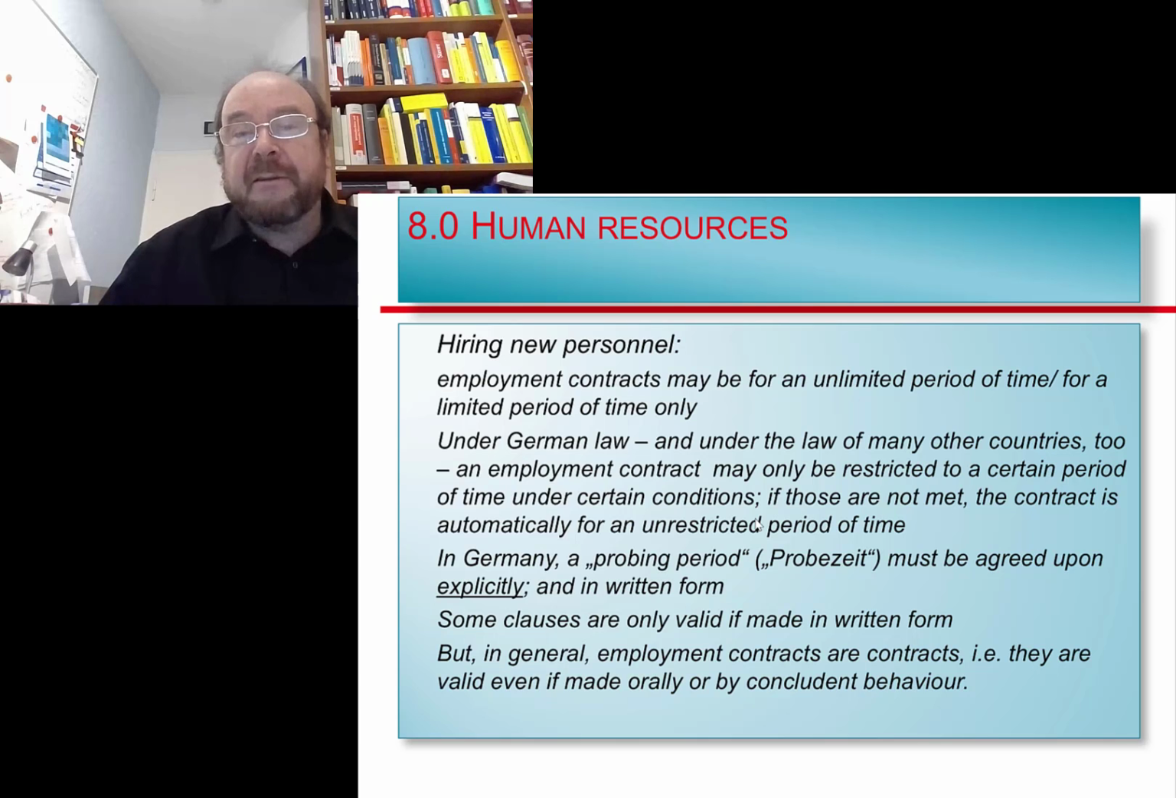And in Germany, now another surprise. If there is no explicit agreement made in advance, then an employment contract is for an unlimited period of time, so you cannot easily get rid of somebody. What is allowed, if it has been agreed upon, is a probing period, a testing period, which nevertheless must be agreed upon explicitly and in written form. All these things, by the way, are one of the reasons why nowadays you will probably not get a job without having signed a written employment contract in advance.